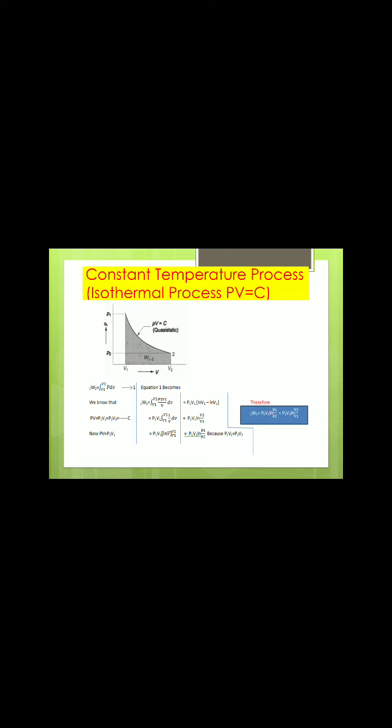Third derivation, we derived the constant temperature process, that is PV equal to C, isothermal. Iso means same, therma means temperature, so isothermal means a constant temperature process. For that, PV equal to constant. Therefore, what is the work done for this process? We derived work done 1 to 2 equal to P1 V1 ln P1 by P2, equal to P1 V1 ln V2 by V1. Okay, these three derivations are over.